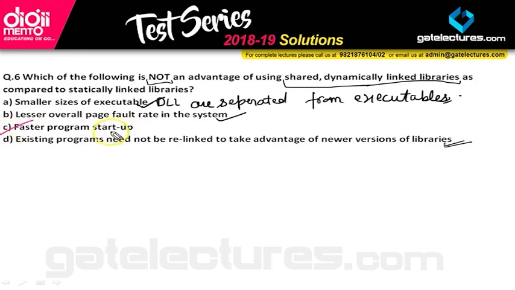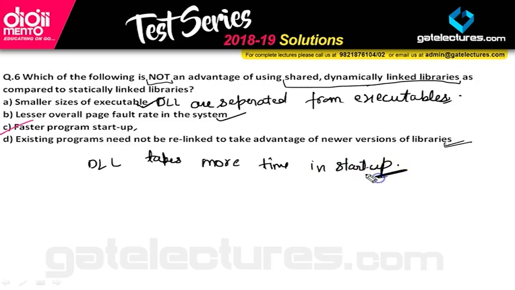So C, faster program startup. Logically you can think that if something is postponing its work until the runtime of the program, obviously during the startup of the program it will take time. That is the reason they take more time during the setup. DLL takes more time in startup. You can make a note of this point. This is important, it has been referenced in many questions.